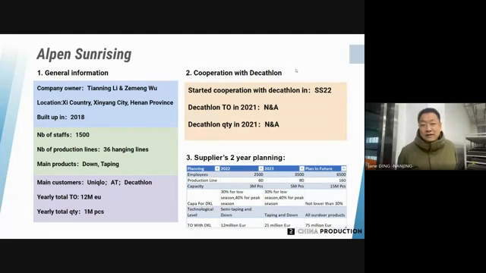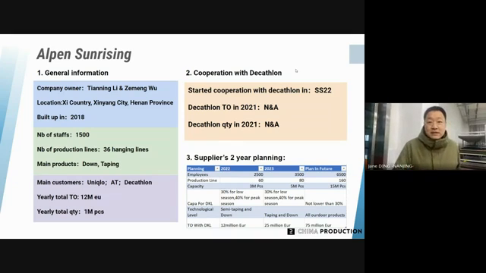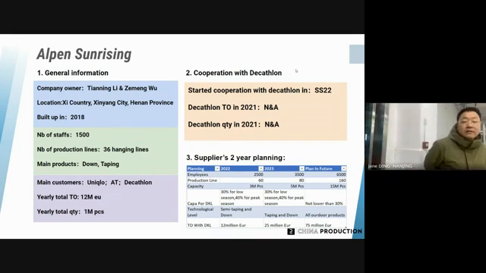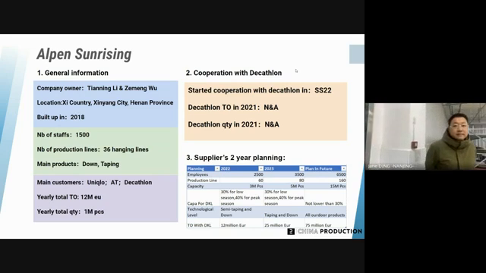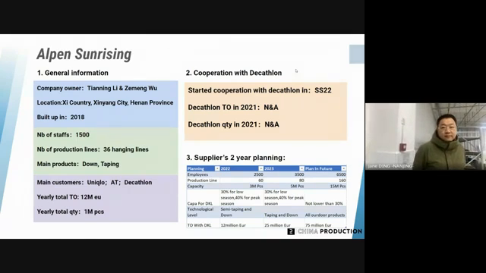Okay, currently they have about 36 production lines in total now, and they plan to extend their capacity next year to around 60 production lines, and they will open another workshop on the second floor. So currently on the second floor they have 2 workshops.